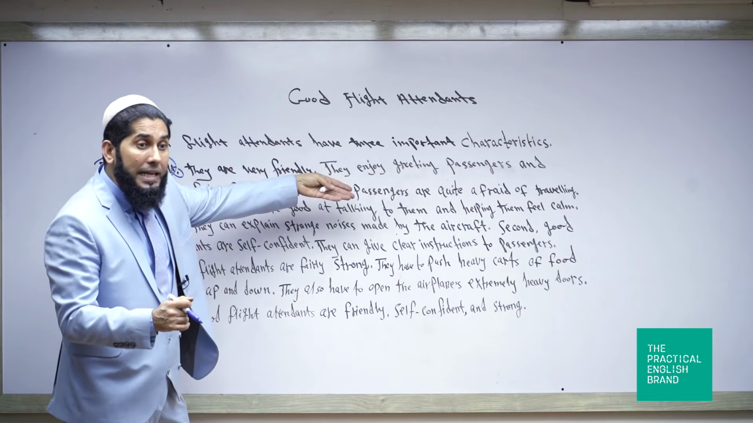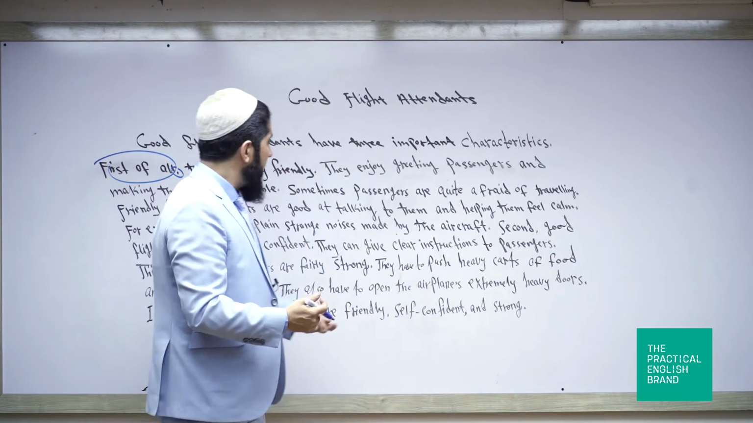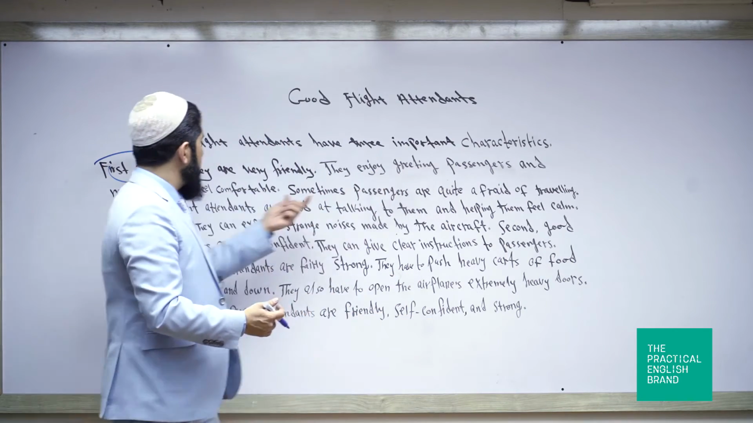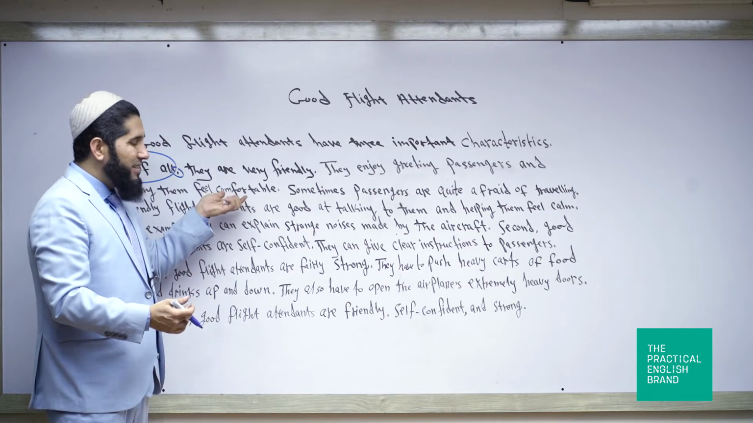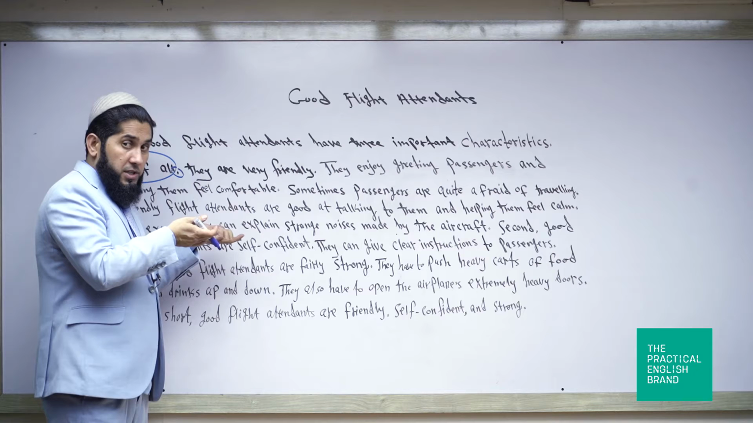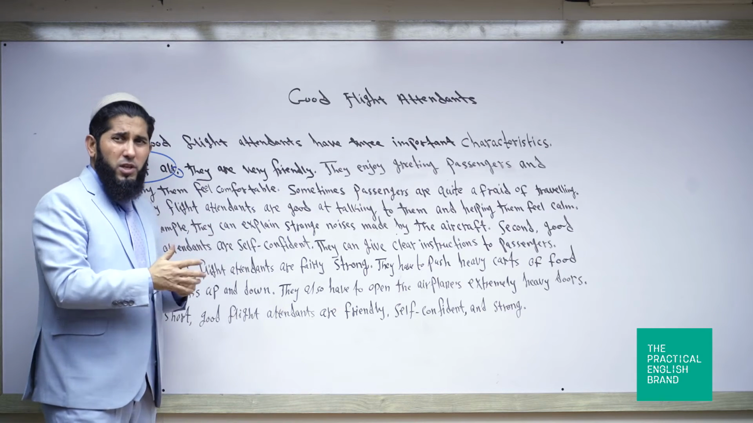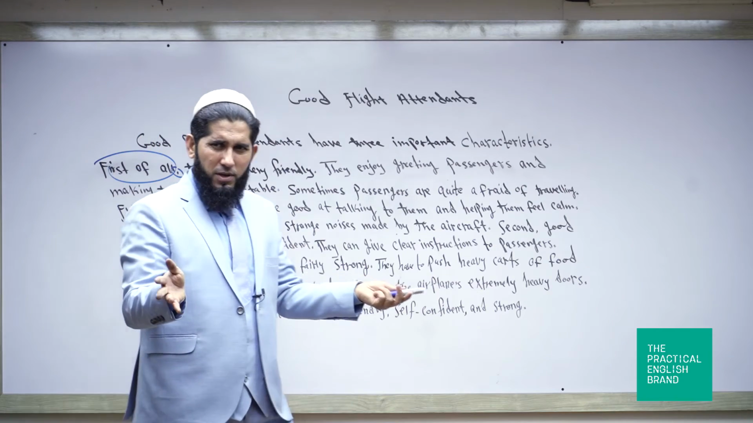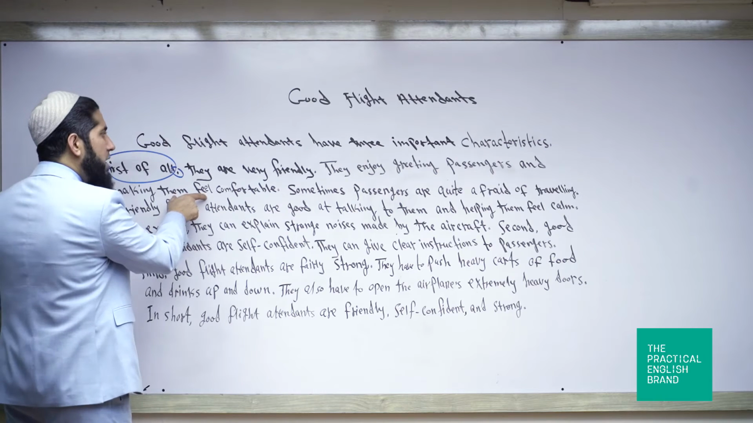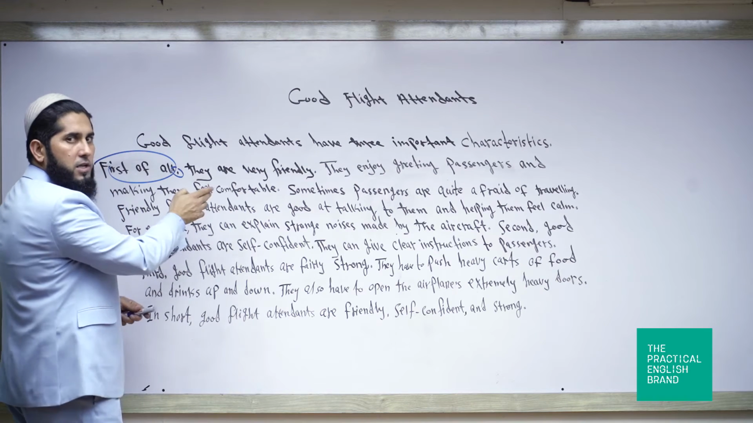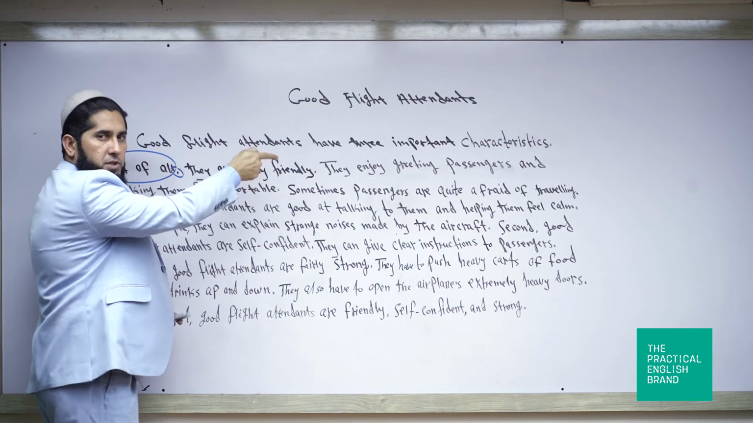If they are friendly, what do they do, okay? They enjoy greeting passengers and making them feel comfortable. So now the details in this sentence are a minor point, okay? If somebody is not friendly, do they enjoy greeting passengers and making them comfortable? They don't, right? So they're friendly. Whatever the idea in this sentence, it supports the major point that they're friendly, the first major point.